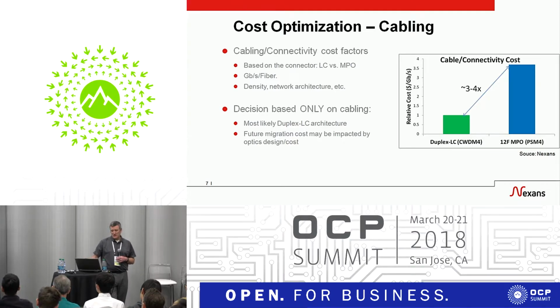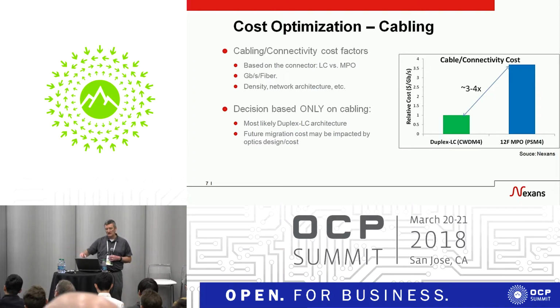And from a cabling perspective, the big difference is, with CWDM4, you're using 2 fibers with LC connectivity. When you're using PSM4, you're using 8 fibers with MPO connectivity. More fibers, more expensive connectors, therefore it's more expensive. So in a silo, if you were looking at this, it seems clear they would use duplex LC. Significantly less expensive, 3 to 4 times less expensive.